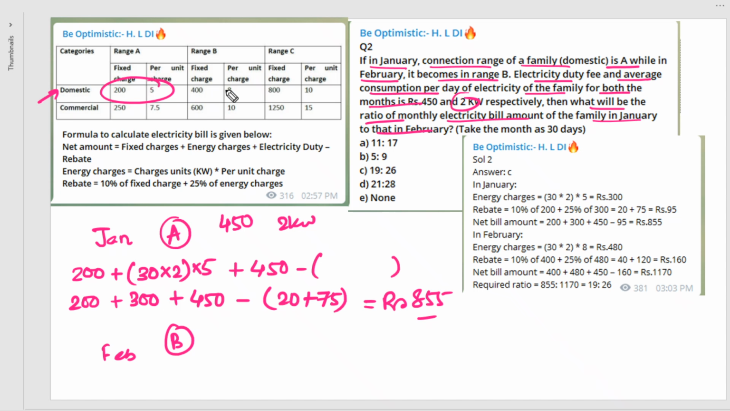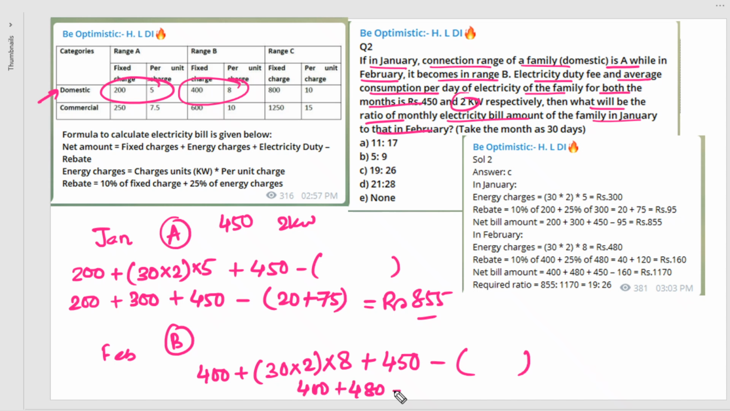Now in February you have to take the range B, right? So the fixed charge is 400 plus 30 days consumption, 30 days into 2, per unit charge is 8, right? Then your electricity duty is 450 minus your rebate, right? So this becomes 400 plus 480 plus 450 minus your rebate. Rebate is how much? That is 10% of 400 is 40 plus 25% of 480 is 120, right? If you calculate this, you will get rupees 1170.